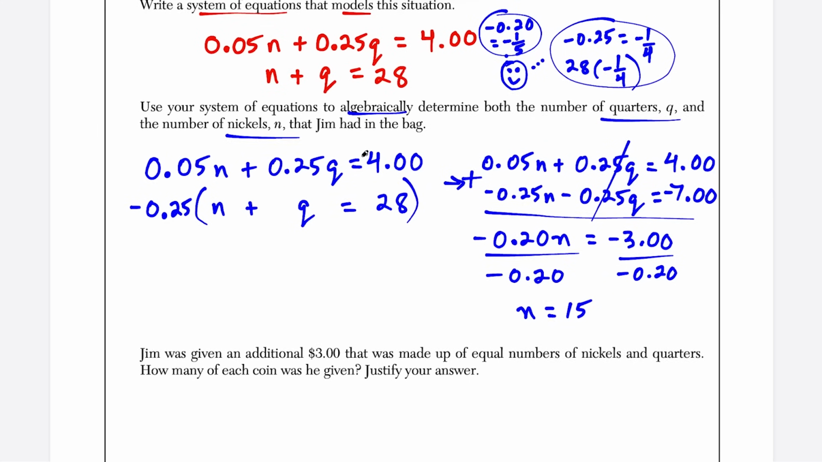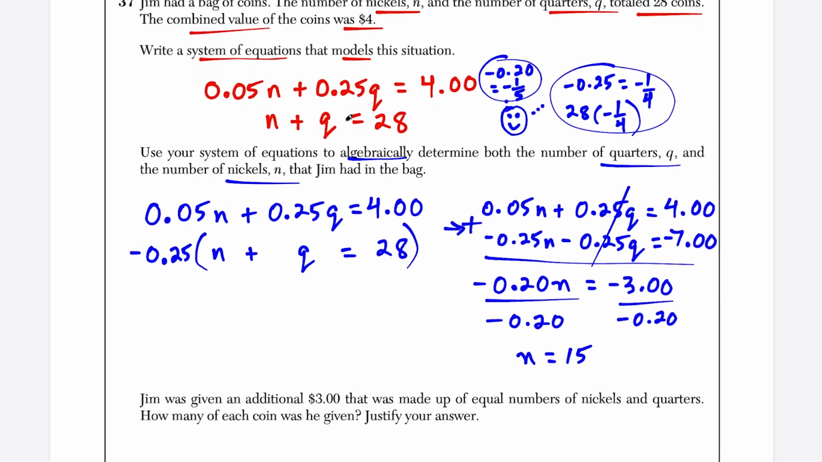But now we also want to solve for the number of quarters, and I'm going to go back to this equation over here.